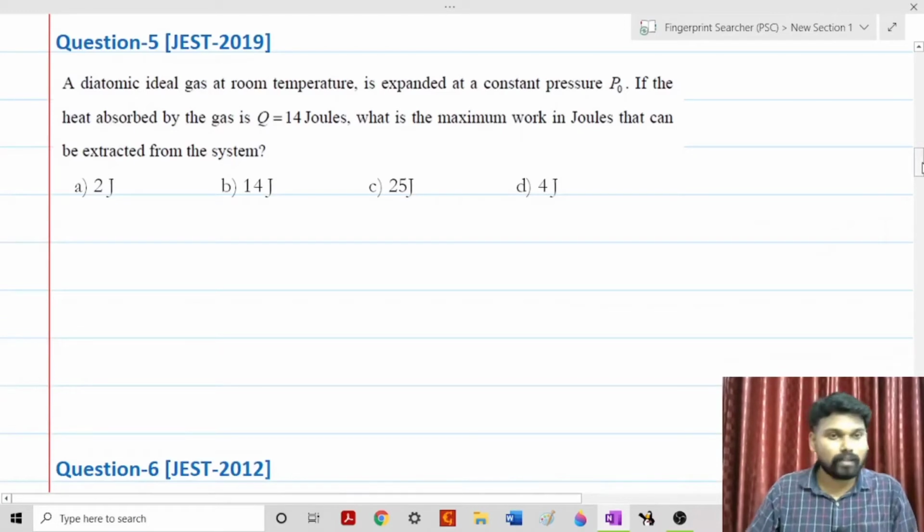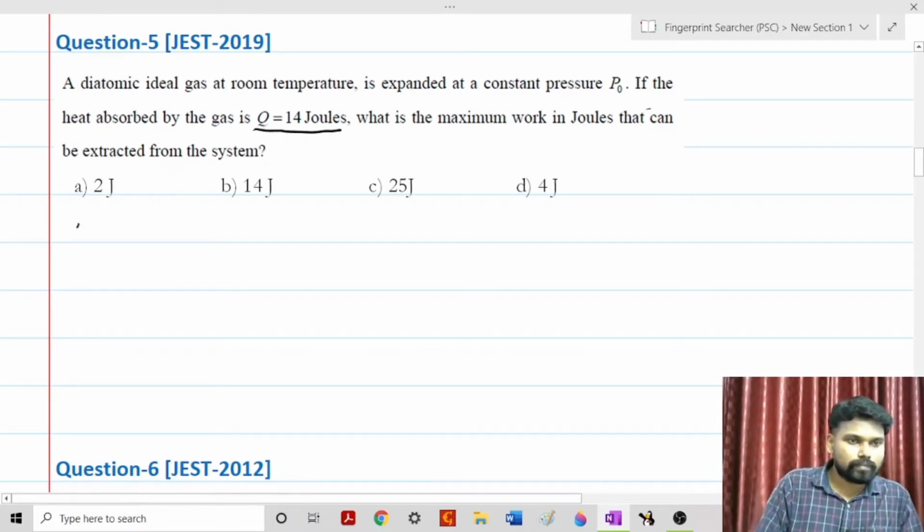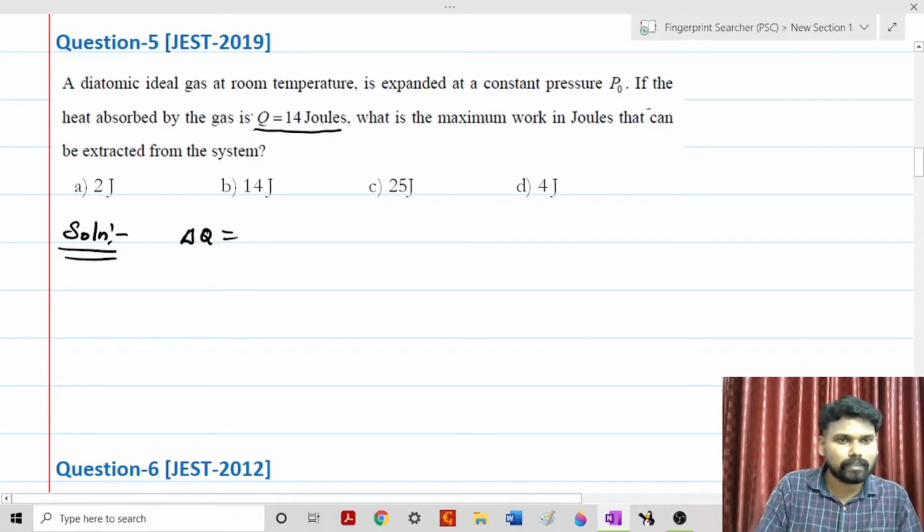This is a JEE question. Question asked for JEE exam. A diatomic ideal gas at room temperature is expanded at a constant pressure P0. If the heat absorbed by the gas is Q equal to 14 joules, what is the maximum work in joules that can be extracted from the system? Here in the question, the heat absorbed delta Q is given. I am writing it as delta Q. It is 14 joule.